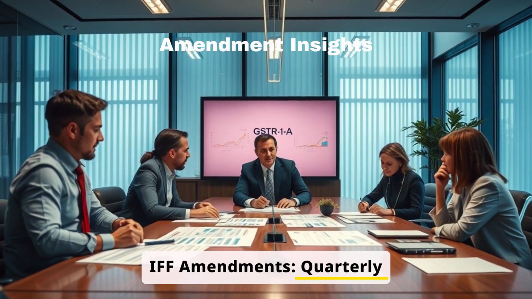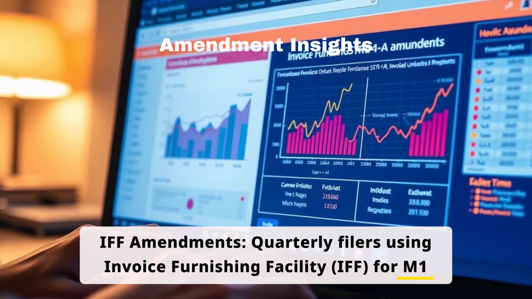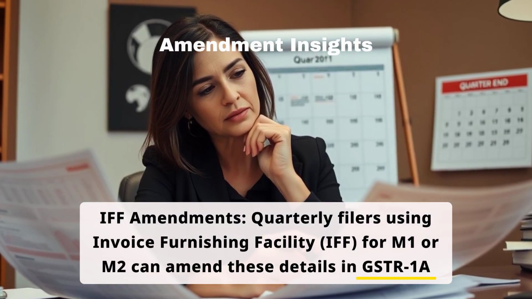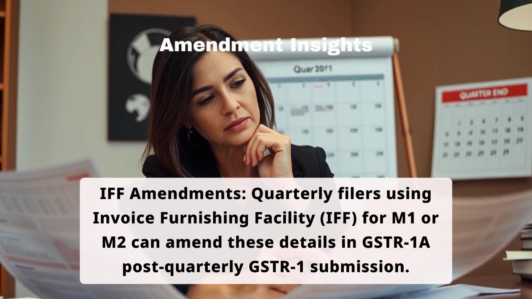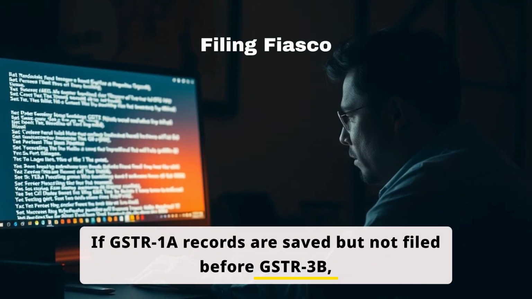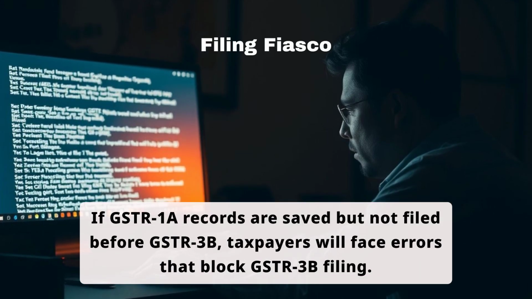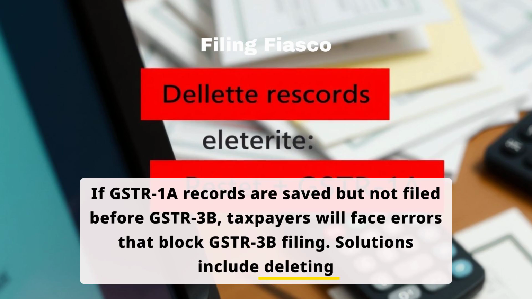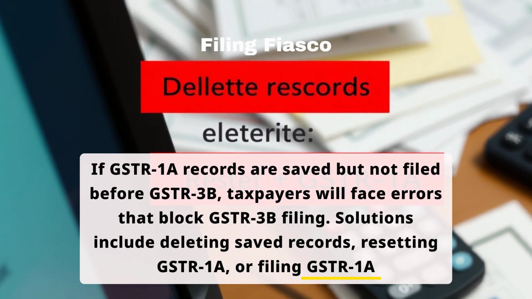IFF amendments: quarterly filers using Invoice Furnishing Facility (IFF) for M1 or M2 can amend these details in GSTR-1A post-quarterly GSTR-1 submission. If GSTR-1A records are saved but not filed before GSTR-3B, taxpayers will face errors that block GSTR-3B filing. Solutions include deleting saved records, resetting GSTR-1A, or filing GSTR-1A first.